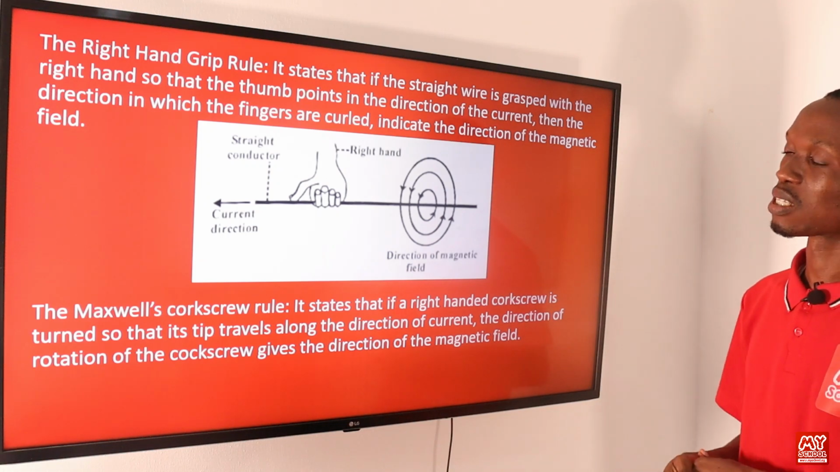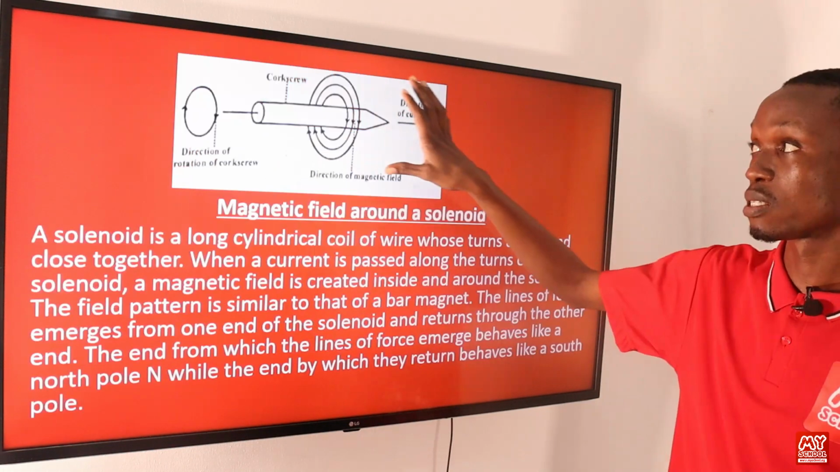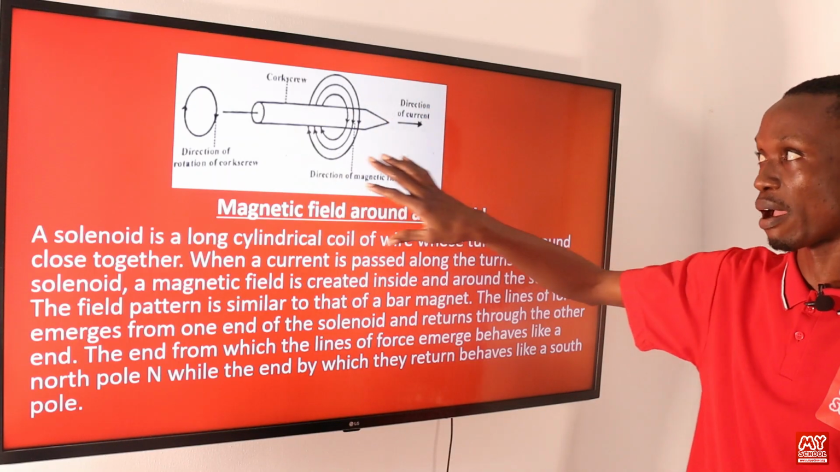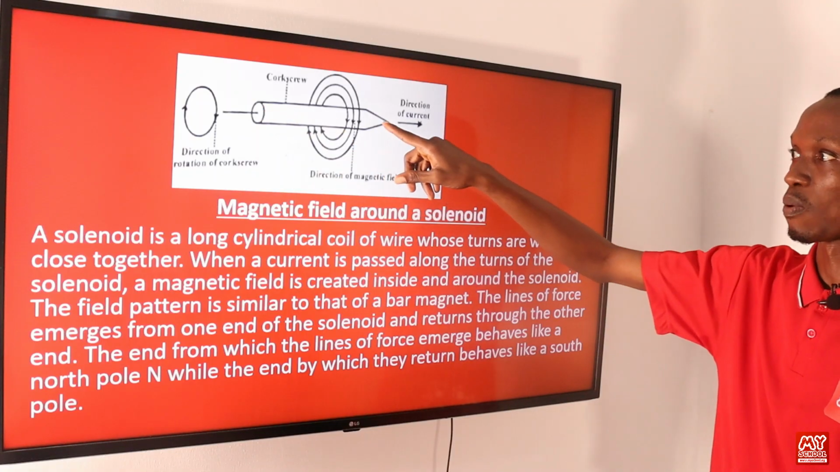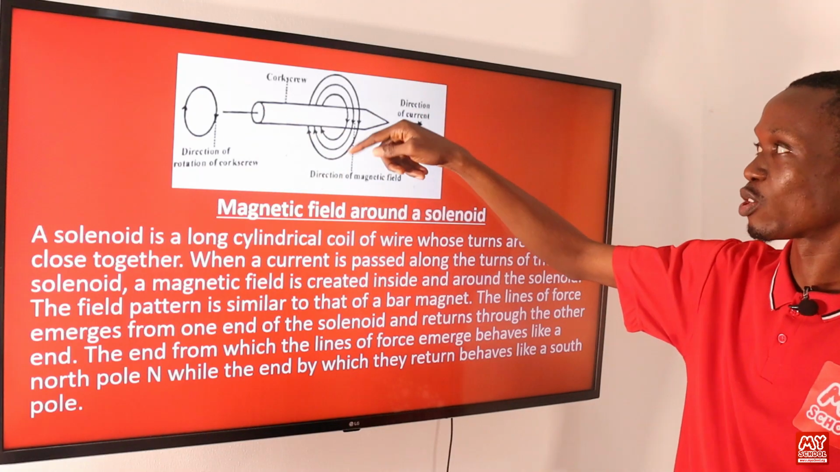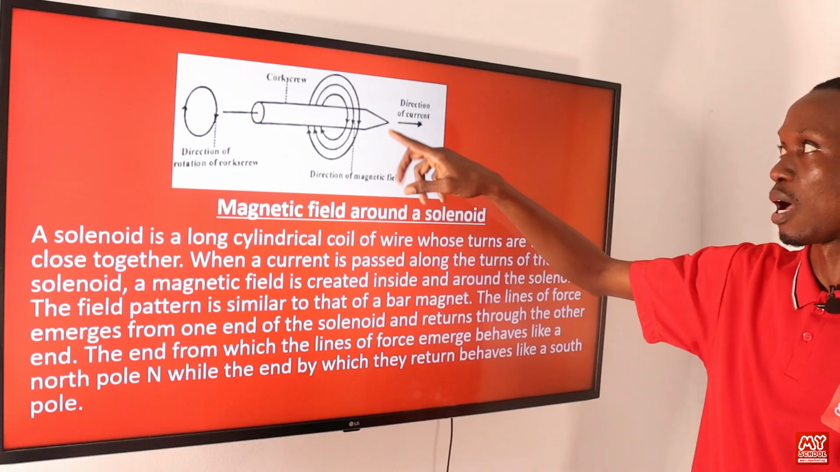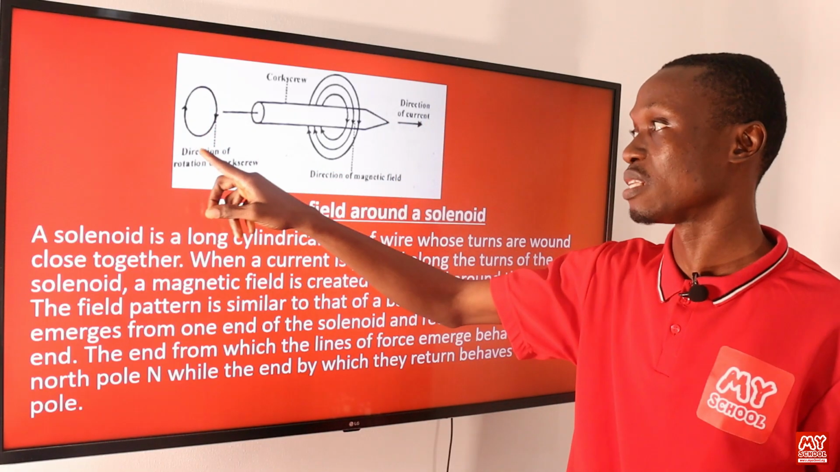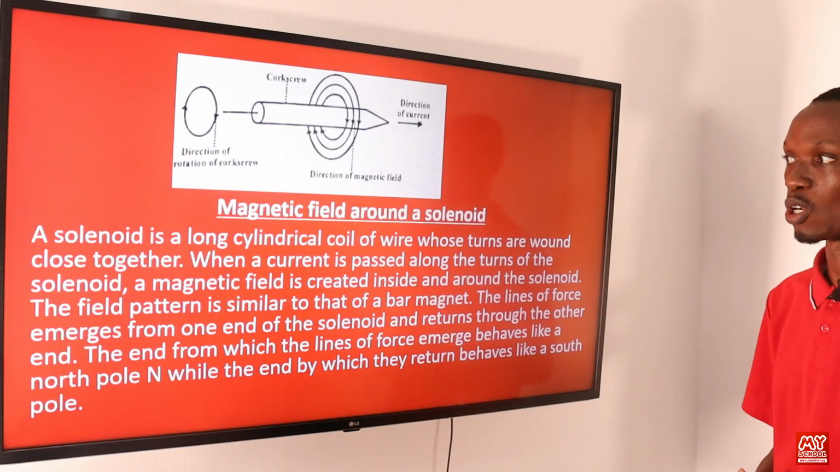So let's move to the next slide. This is the Maxwell corkscrew rule depicted in a diagram. So this is the corkscrew, and this is the direction of the magnetic field, and this is the direction of the current, while this here represents the direction of rotation of the corkscrew.